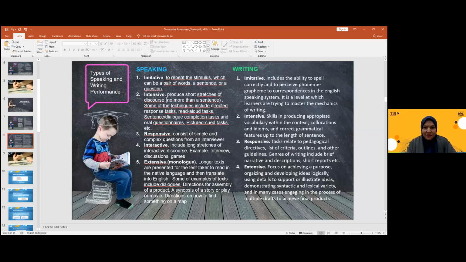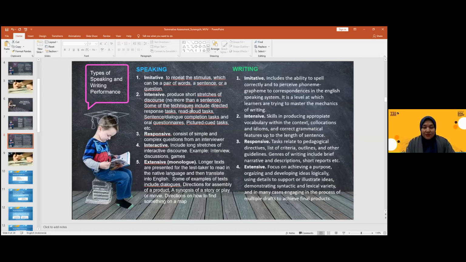Okay, now let's go to the next activity. This is intensive. In intensive performance, the students are asked to produce short stretches of discourse, no more than a sentence. The teachers usually give cues to keep everything in a narrow context. Some of the techniques include directed response tasks, read aloud tasks, sentence or dialogue completion tasks, oral questionnaires, and picture cued tasks.